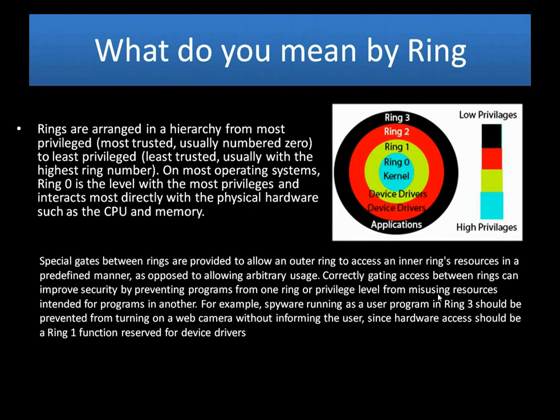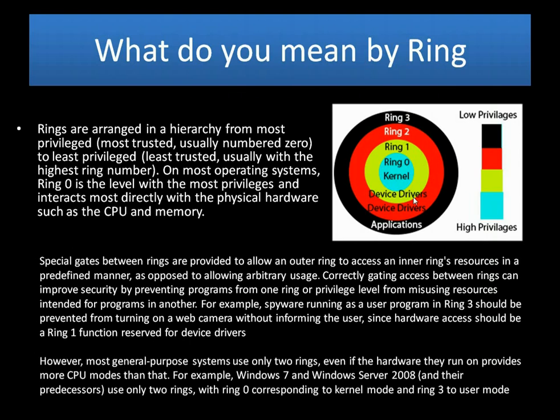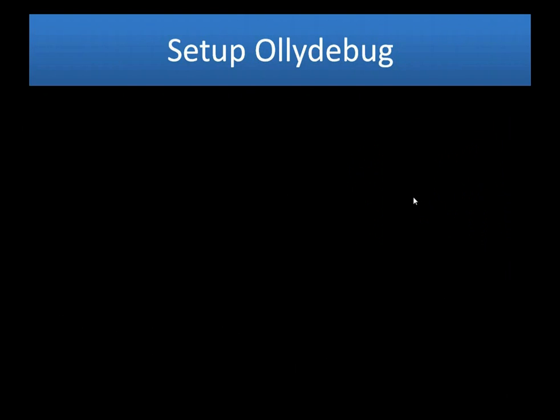For example, spyware running as a user program in ring 3 should be prevented from turning on a web camera without informing the user, since hardware access should be a ring 1 function reserved for device drivers. However, most general purpose systems use only two rings, even if the hardware they run on provides more CPU modes than that. For example, Windows 7 and Windows Server 2008 or their predecessors use only two rings, with ring 0 corresponding to kernel mode and ring 3 to user mode.